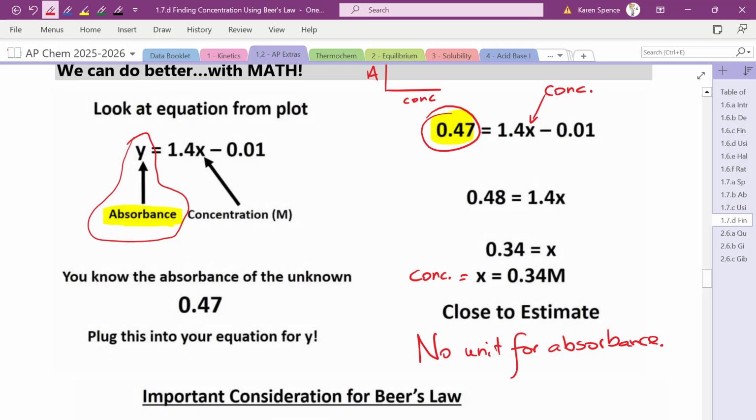Absorbance actually goes from 0 to 1. I know I was saying like 1,000 yesterday, but that was just because I got excited. Yeah, absorbance goes from 0 to 1. So is it related to percent? Yes.